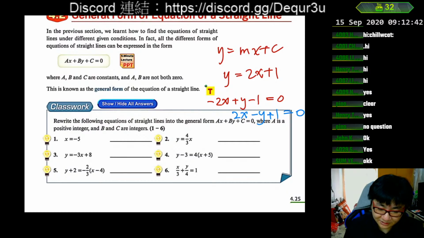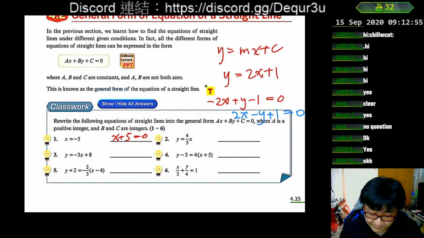The rewrite is simple, just put everything on one side and the other side 0. Therefore the first one, x plus 5 equal to 0. So you just put everything on one side, and this one has got no y term, therefore no need to write it. While question 2, just move it to one side, then it would be 4 over 3x minus y equal to 0.